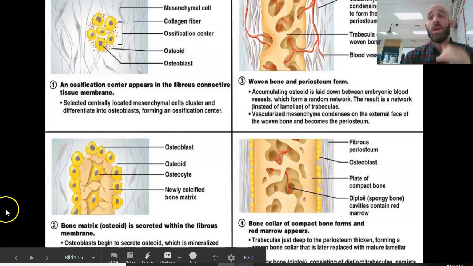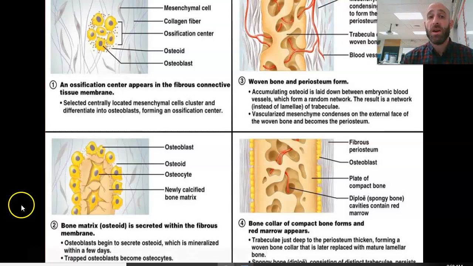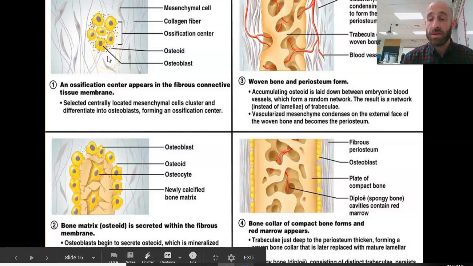So that video was a quick overview of what happens during intramembranous. So what do you need to know about intramembranous? This is how flat bones form. So flat bones form through this process, and you get a scenario where osteoblasts form bone in the center, they spread outwards, and it eventually becomes bone.